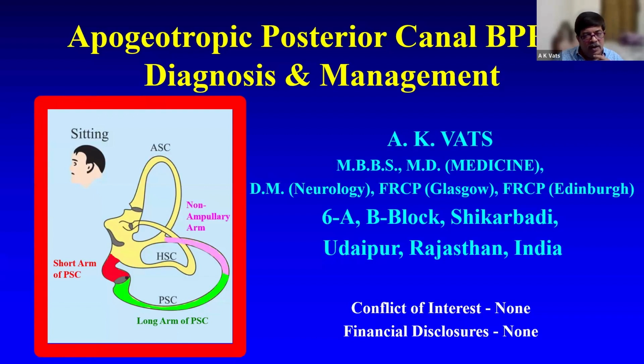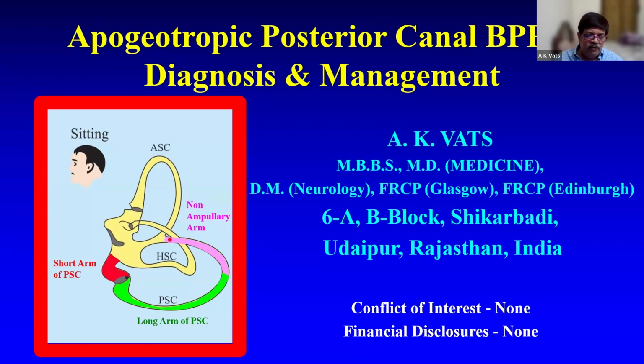And this is the non-ampullary arm of the posterior semicircular canal. And if otoconial debris detaches from the utricular macula, which I have shown in red here as a globule, and becomes impacted in the non-ampullary arm of the posterior semicircular canal, it leads to the apogeotropic variant of the posterior semicircular canal BPPV, which we will be discussing today.